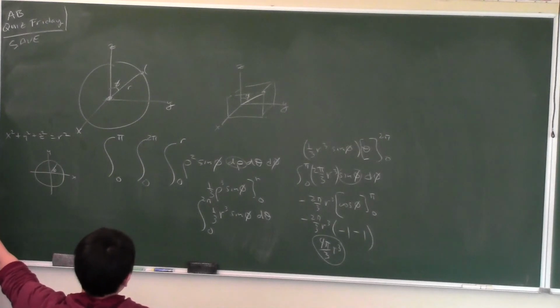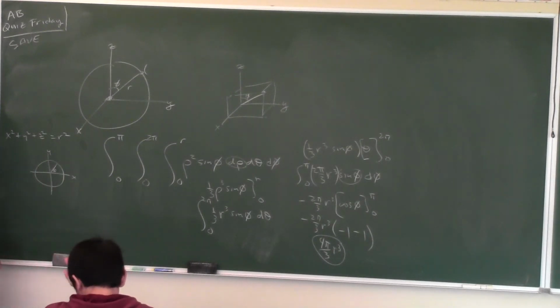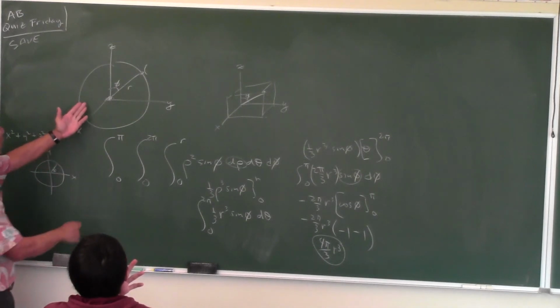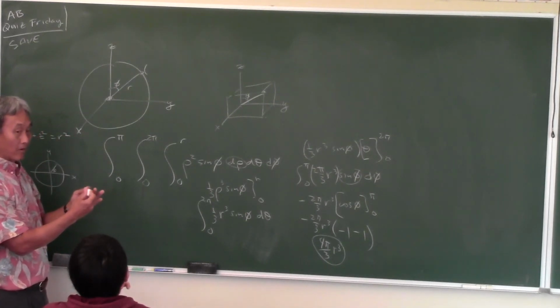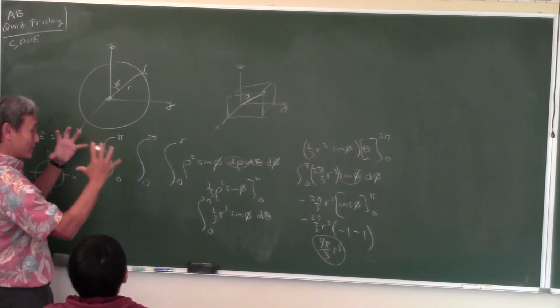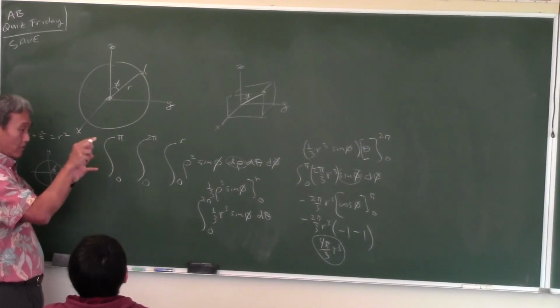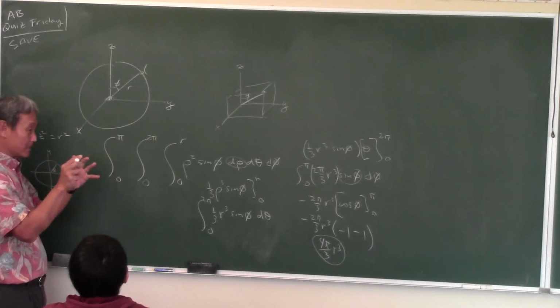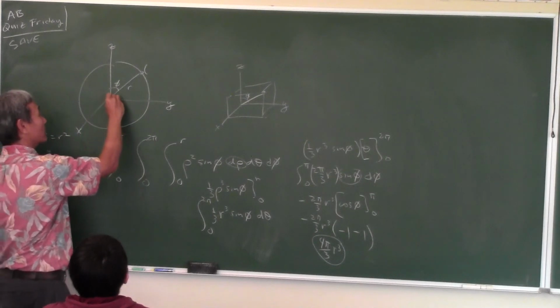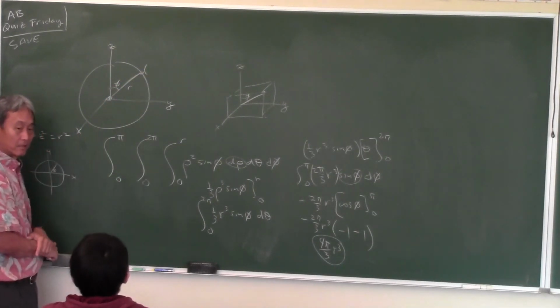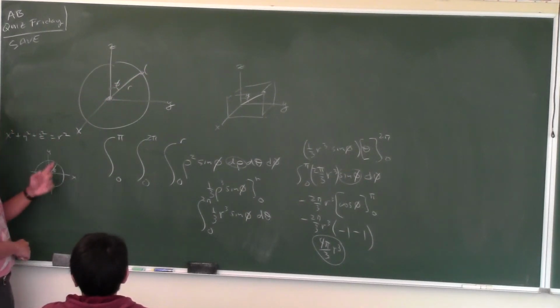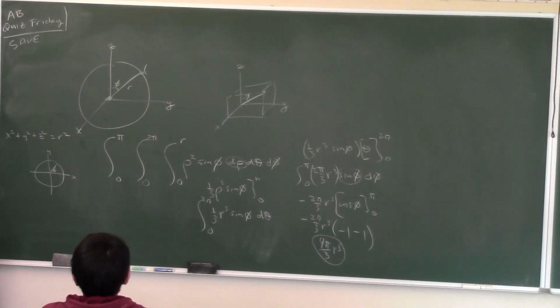The answer is yes. How did you get 0 to r? Because rho is how far you are from the origin. If you have a sphere, aren't you always going to go the same distance? That's why it goes from 0 to r. Oh, so r is just constant. Yeah, r is a constant. Anyway, there's no r in here anyway, right? Yeah, r is a constant.